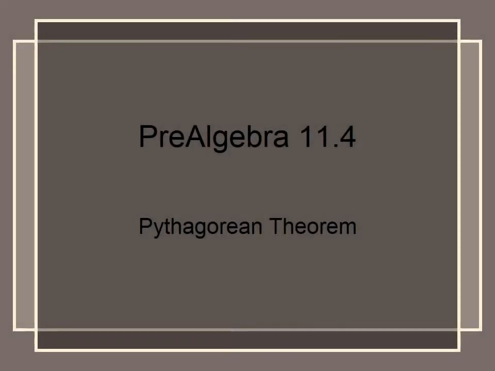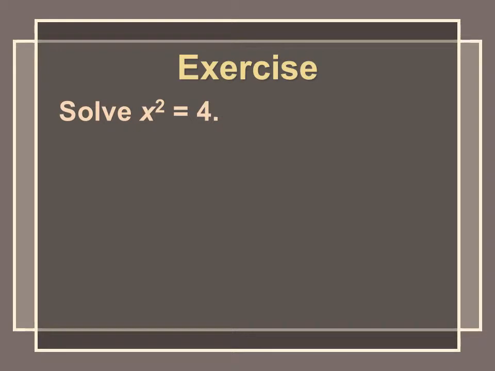We're going to discuss the Pythagorean Theorem, but before we do, I want to go ahead and review what we have learned so far. Let's look at this. If we needed to solve x squared equals 4, in order to do that, we would have to undo the square. To undo the square, we're going to take the square root.